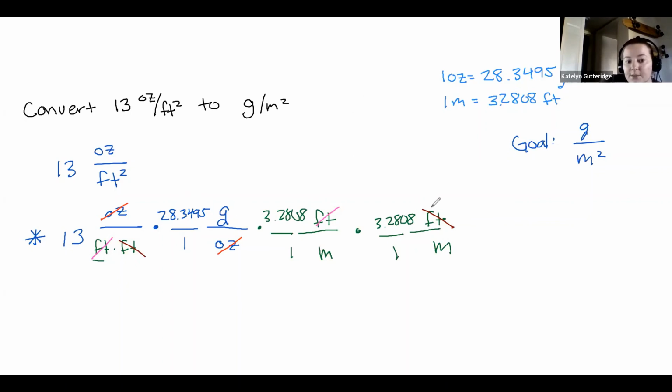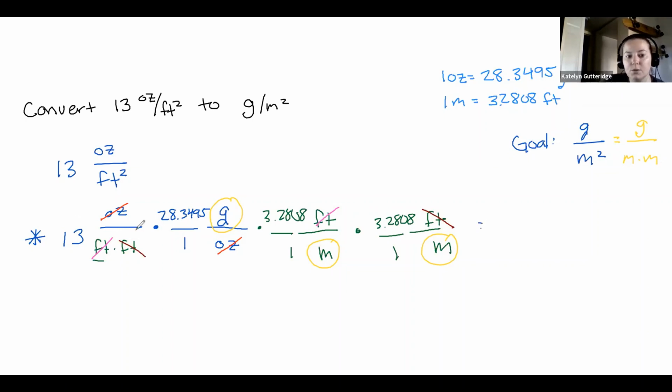Okay, and then so my feet cancel, my ounces cancel. So then our final units, we have grams, meter, and meter. We have grams over meter squared. That's the same thing as grams over meter times meter. So our units are lining up. So we're good to go on our units. Once we're good to go on our units, we fill in the values and then we multiply.